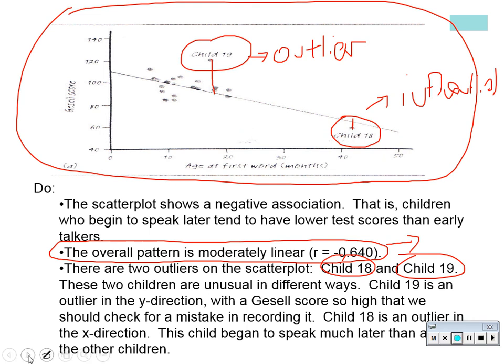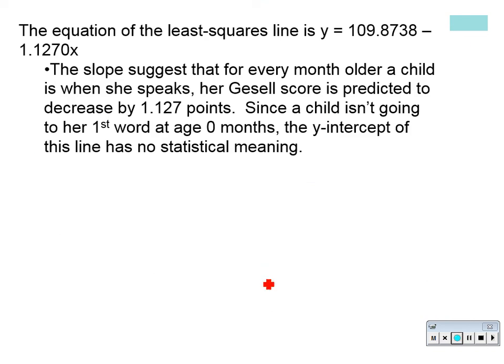So as far as a conclusion goes for this, or just going through what the least squares regression line for this is, you have y equals 109.8738 minus 1.1270x, and we're basically getting that right from your linear regression screen on your calculator. The slope suggests that for every month older a child is when she speaks, their predicted score will decrease by 1.127. So just notice it's decreasing because the value of the slope is negative in this case.